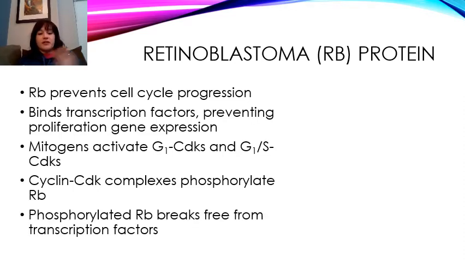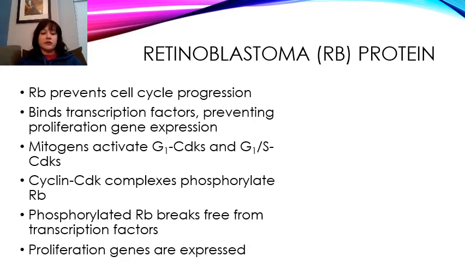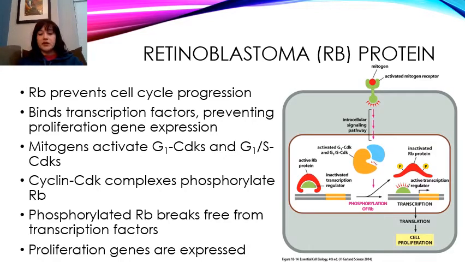Phosphorylation forces RB to let go of these transcription factors, so now they can turn on expression of genes that are important for cell cycle proliferation. Here we have a cartoon on the right. You can see a mitogen binding to a cell receptor, and then a downstream signaling cascade that ultimately is going to end up with activated cyclin-dependent kinases. And what these kinases are going to do is phosphorylate. And their target is RB.